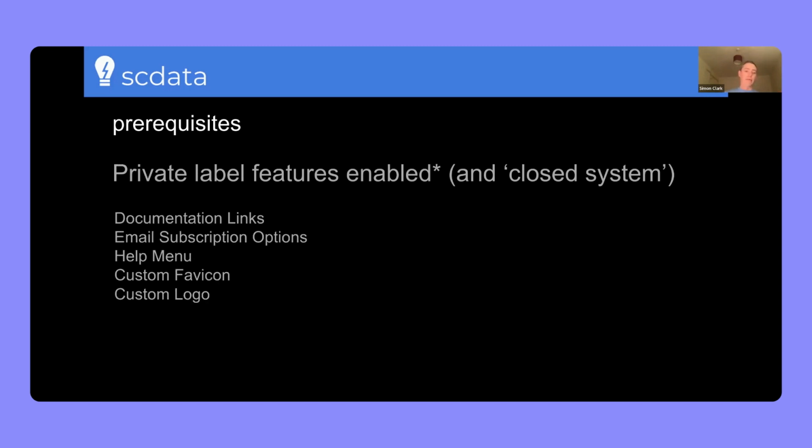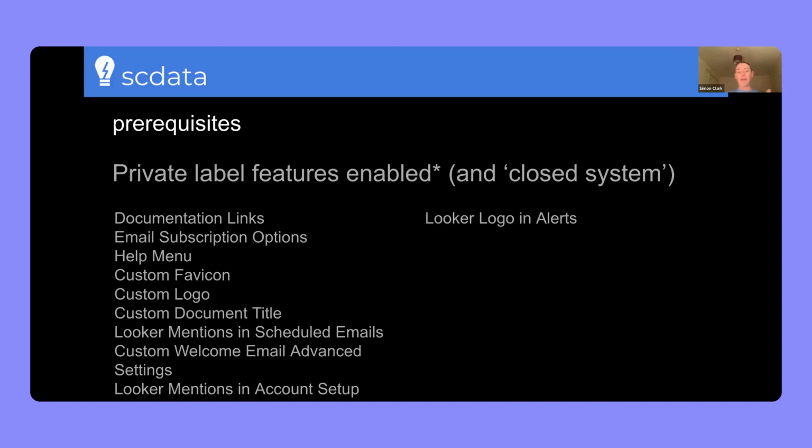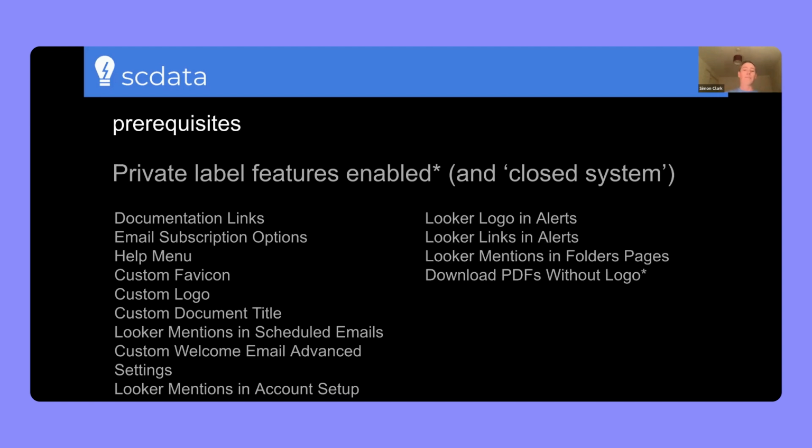And there's a big list here. I won't go through them all. They're just places where you'd see the Looker logo, mentions of Looker. There's a couple here at the end with asterisks for having your own logo in the PDFs, or maybe just removing the Looker logo, I can't remember, and Looker logo in embeds.